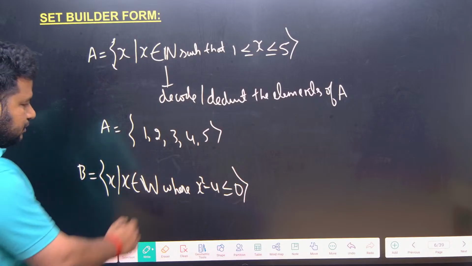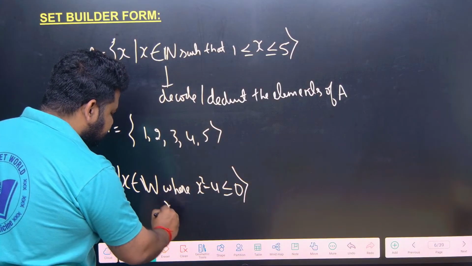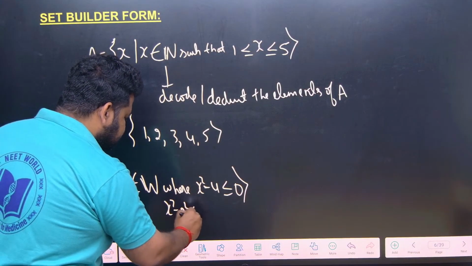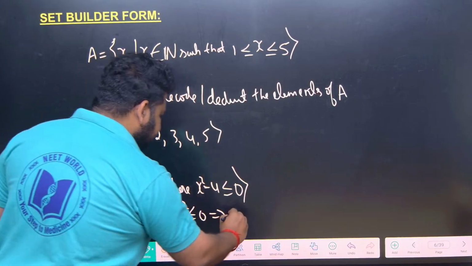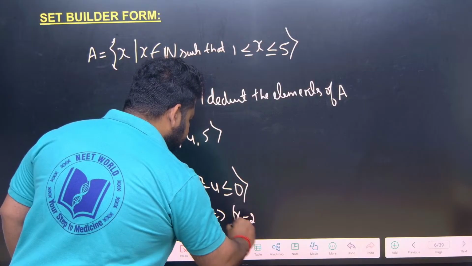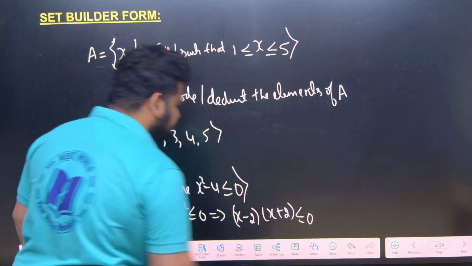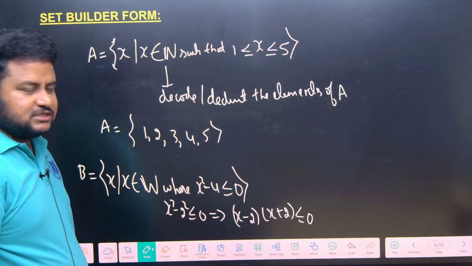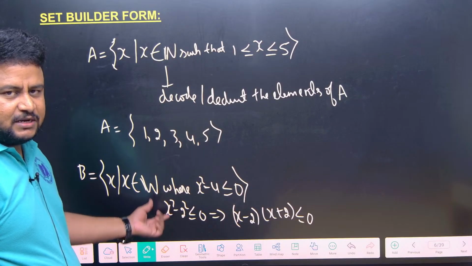So what we will do? x square minus 4, this is of which form? a square minus b square form. So I can write it as x square minus 2 square is less than or equal to 0. Further I can write this as (x minus 2) into (x plus 2) is less than or equal to 0, because a square minus b square can be written as (a plus b) into (a minus b).